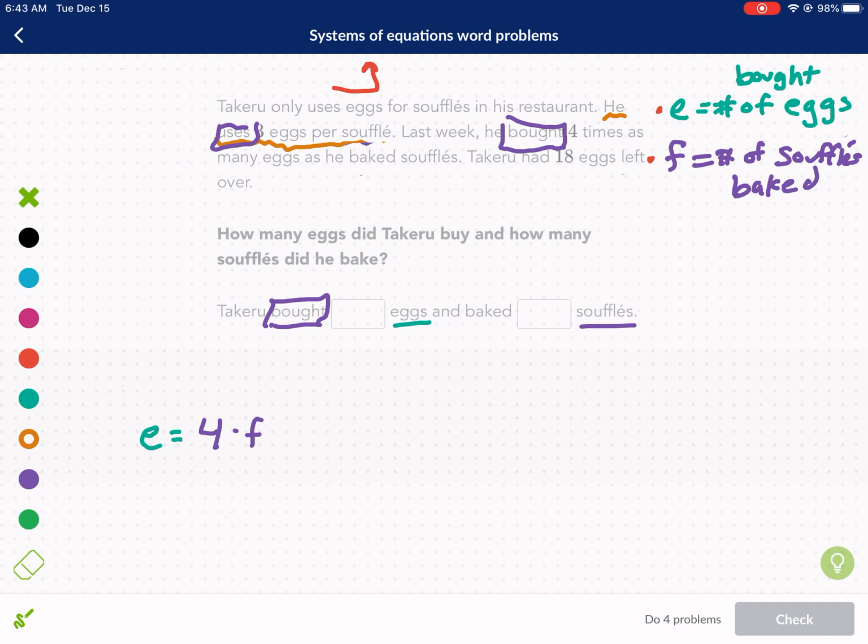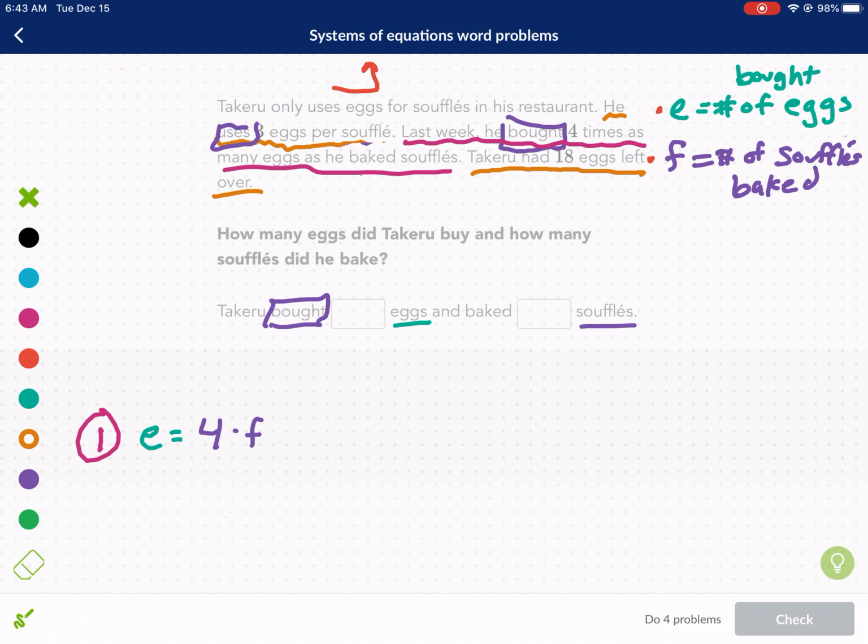Now, with all that being said, we finally have our first equation. This was the information we used for our first equation. So we got 1 down. Now we need a second one. The second one's not as easy to see. We say Takaro had 18 eggs left over. So we had 18 eggs left over.